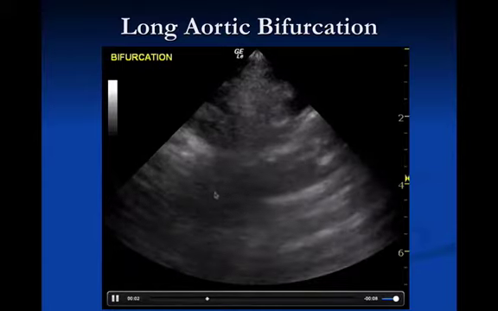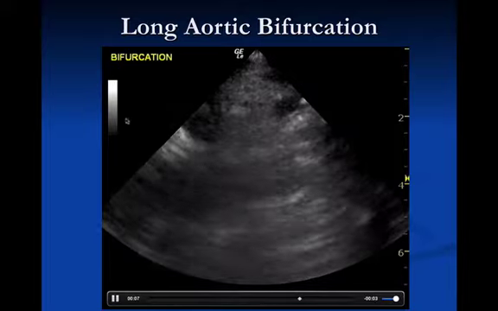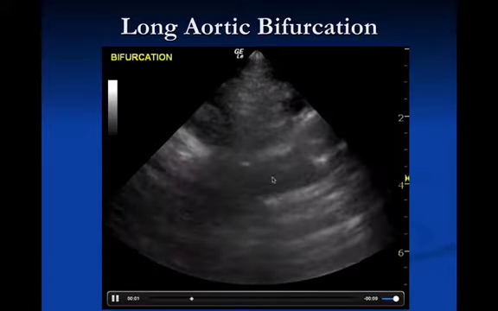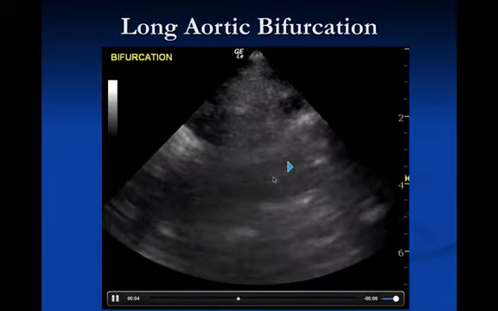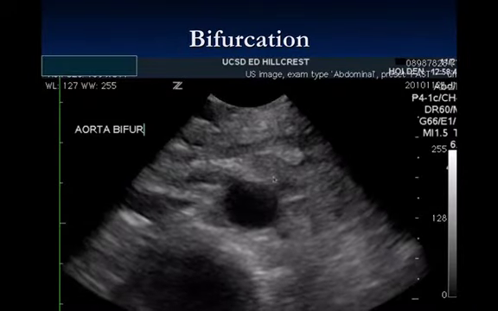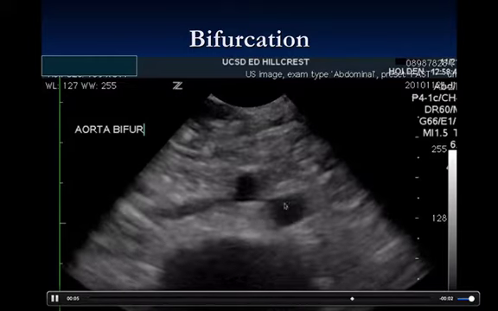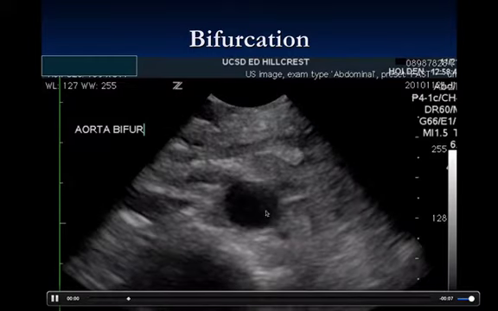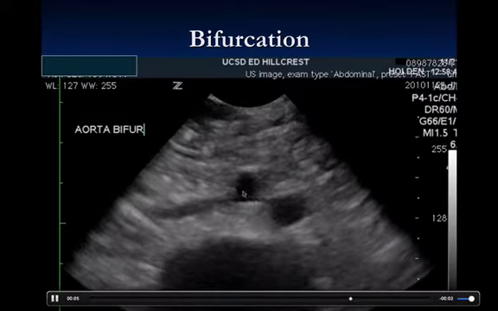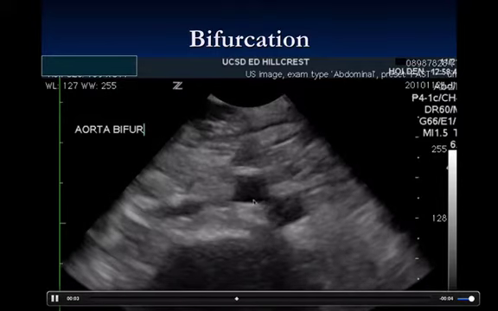This is an example of what the aorta looks like at bifurcation in long axis view. So again, this is head to foot, this is aorta, and this is the bifurcation right here. This is short axis view, so now we're transverse in the abdomen, and what we see is aorta, common iliac, and we see the bifurcation, and now we know that there is no aneurysm. We have gone distal enough to look at the aorta.